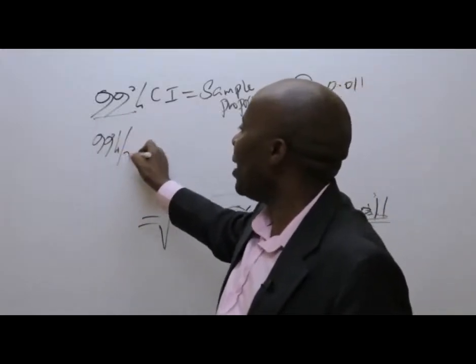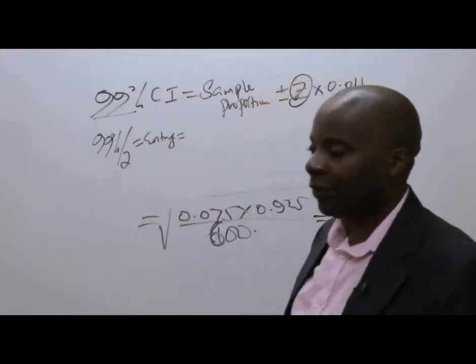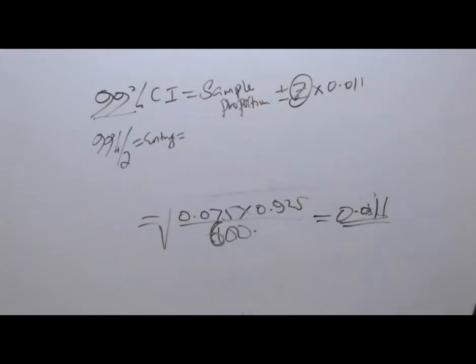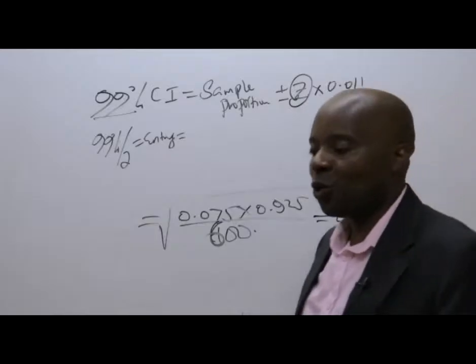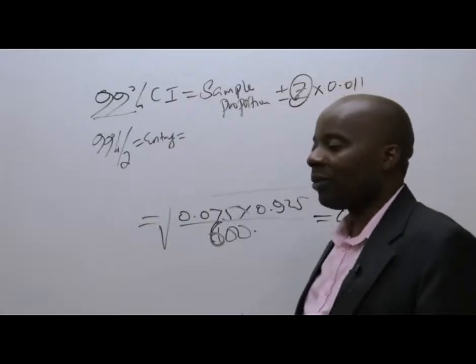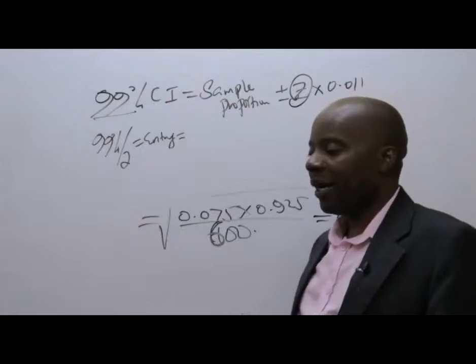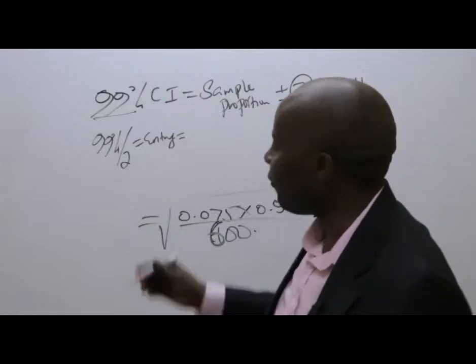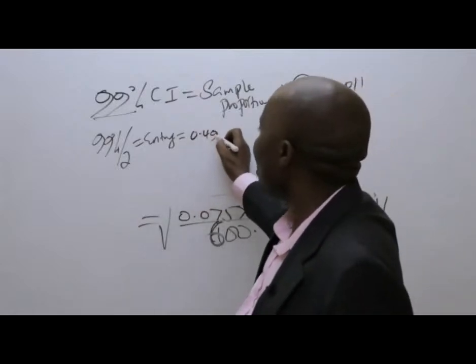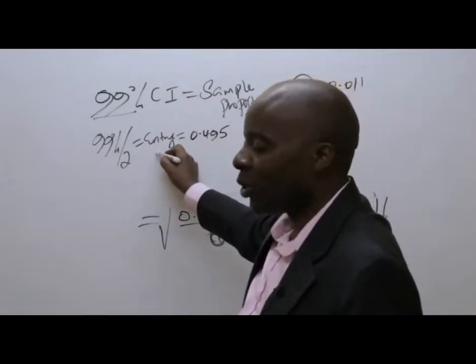You divide by 2 to have your entry figure. Somebody give me that figure: 99%, 0.99 divided by 2. What do we have? 0.99 divided by 2, we have 0.495. Thank you very much. Once I have this 0.495, I would want you to go to your tables.